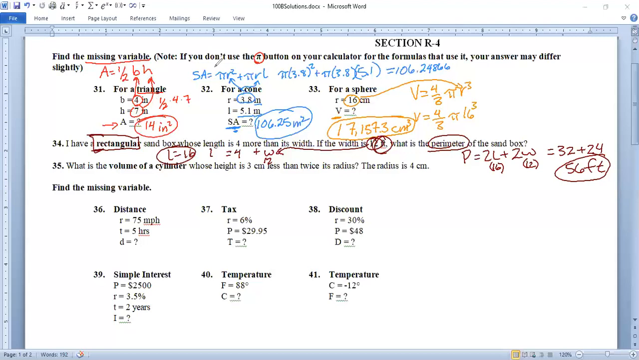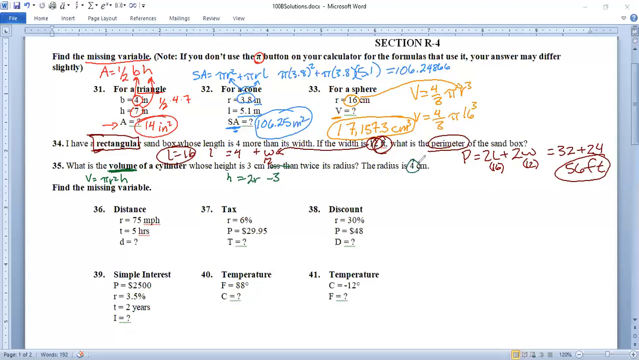Okay, number 35. What is the volume? We're looking for the volume of a cylinder. That has a formula: volume equals pi r squared h. Volume of a cylinder whose height is 3 less than, that's subtracted from, twice its radius. So I'm going to write this out.